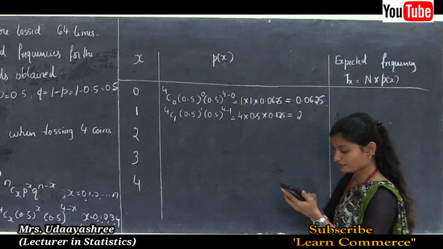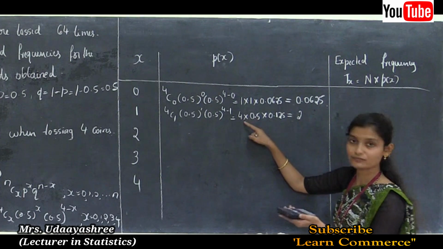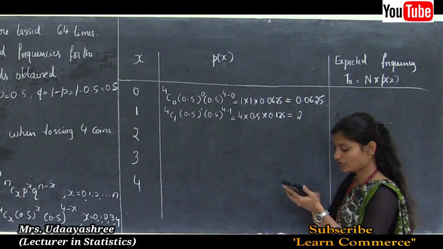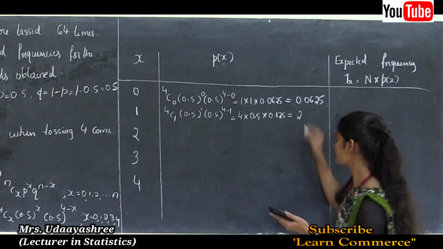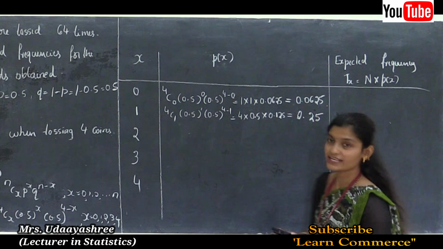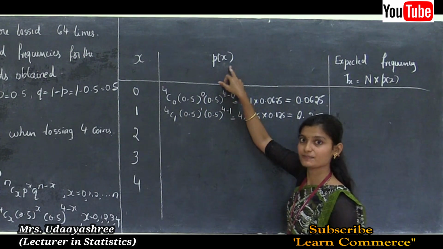Next, 4 into 0.5 is 2, into 0.125 is 0.25. Okay, next we need to calculate P of x is equal to 2, that is P of 2.